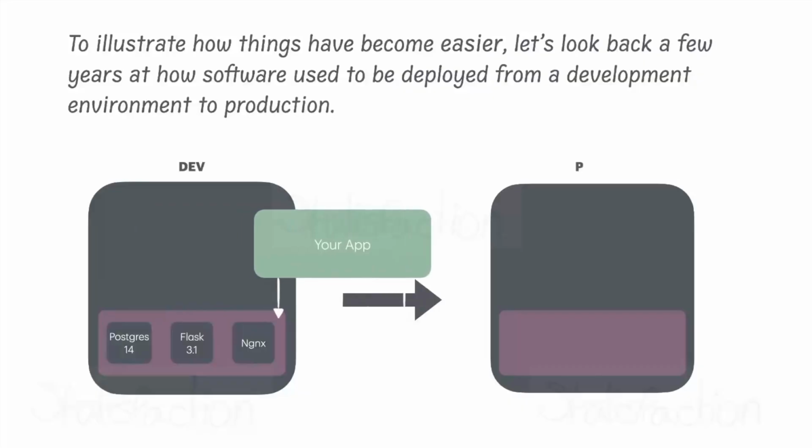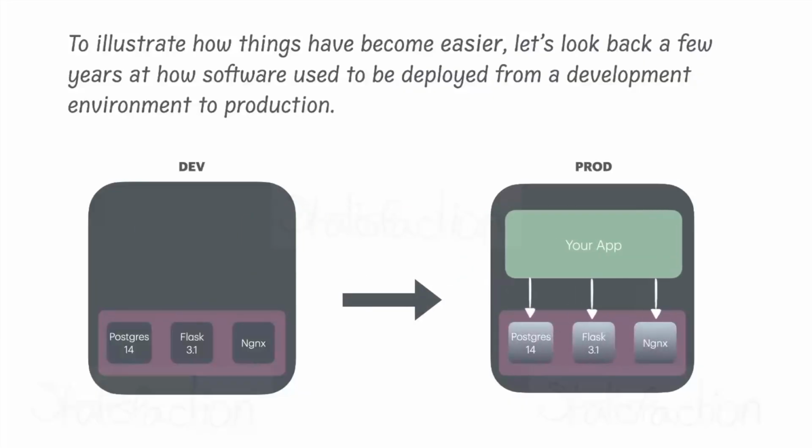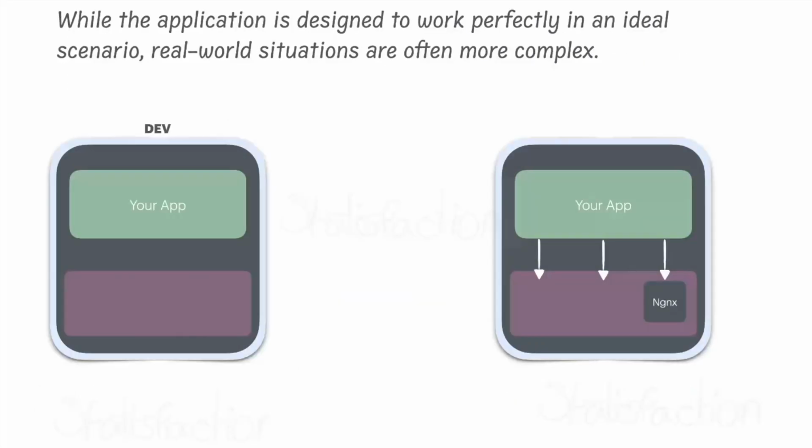In production, you expect the application to run seamlessly, interacting with the same subsystem components and versions used in your development environment. While the application is designed to work perfectly in an ideal scenario, real-world situations are often more complex. To begin with, the versions of the subsystem components in production may differ from those used during development.